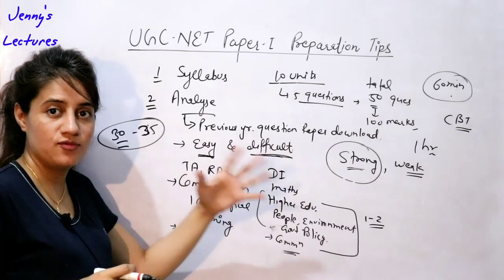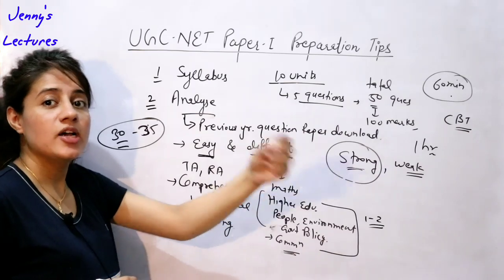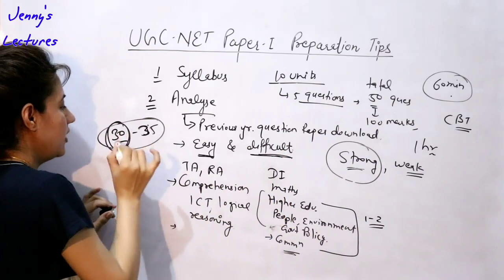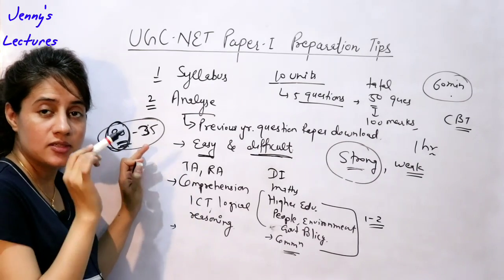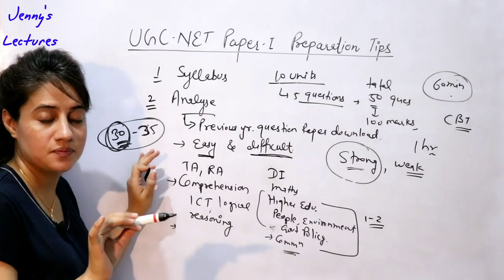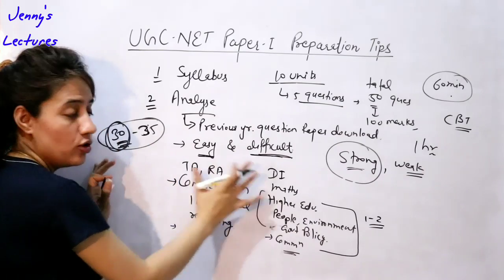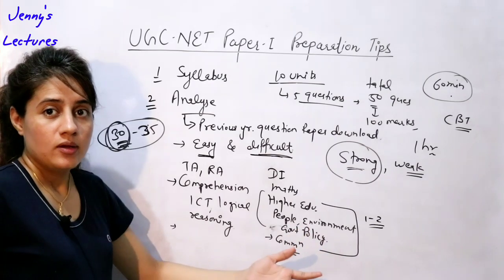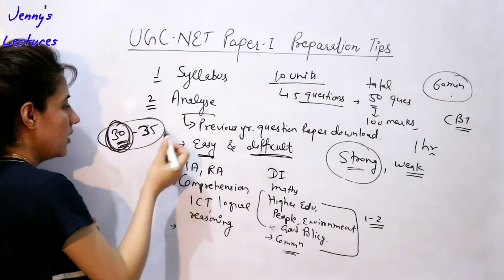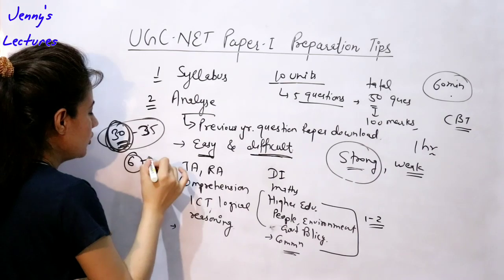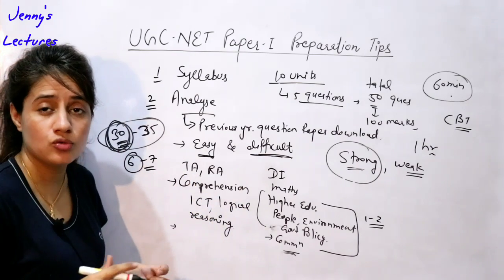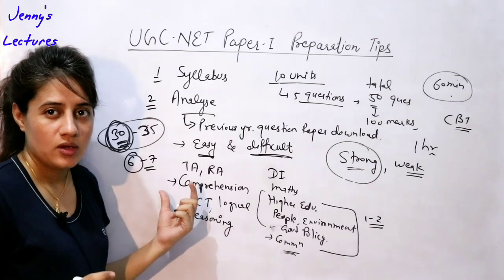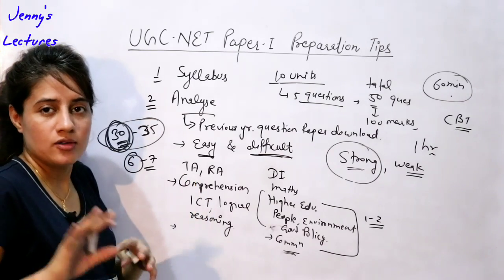That would be helpful in clearing the GRF as well. But at least try to get 30 questions correct, which means 60 marks in paper 1, and according to that you have to prepare your units. It's not like you have to prepare all 10 units thoroughly. According to these questions, you have to prepare 6 to 7 units out of 10 thoroughly, right? You should be very good in 6 to 7 units. Maybe you are not very good in 2 to 3 units, that is fine.